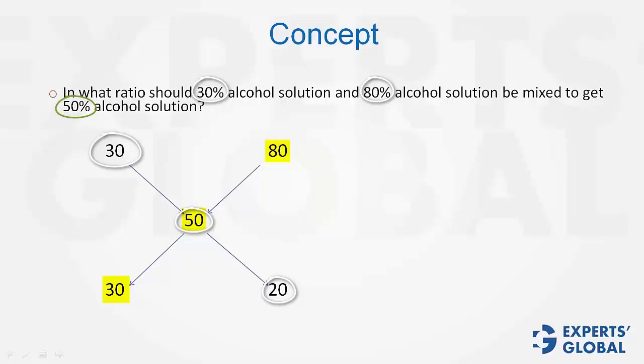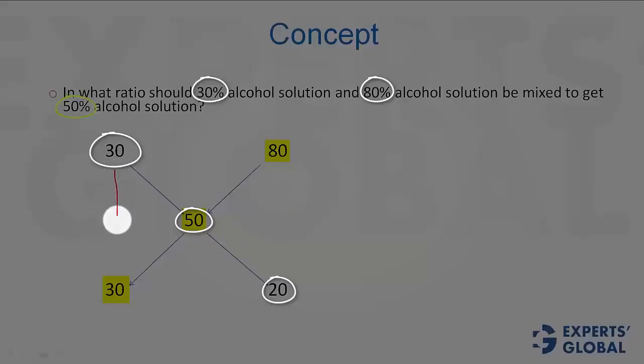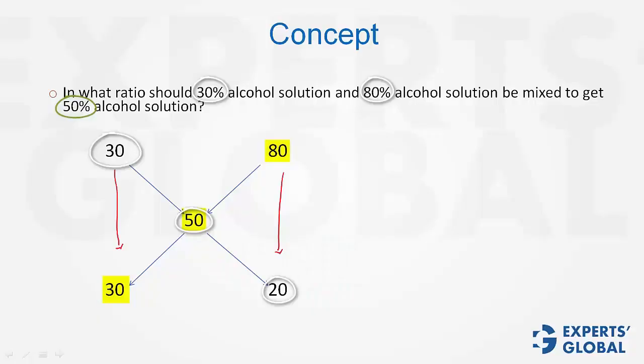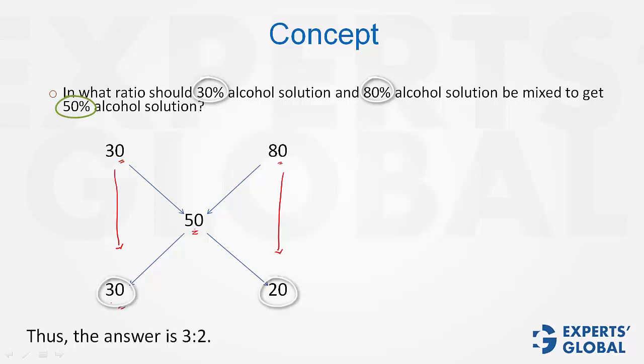And this ratio represents the quantities of A and B. This value here represents the quantity for this respective quality. And this value represents the quantity for this respective quality. Intuitively, as well, you can see that 50, the result, is closer to 30, and therefore the quantity of 30 must be higher than the quantity of the other quality. So the answer turns out to be, very simply, 30 ratio 20, or 3 ratio 2.